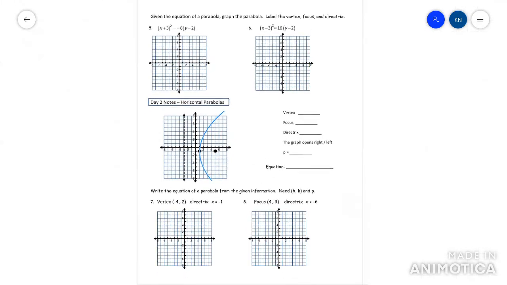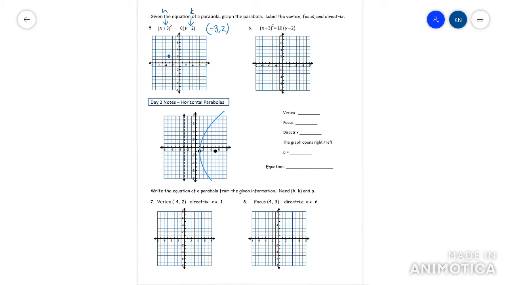Given the equation, graph the parabola. So start with your vertex. You have to change this and change that for your h and your k. So this vertex is going to be at -3, +2. -3, +2 is right here.